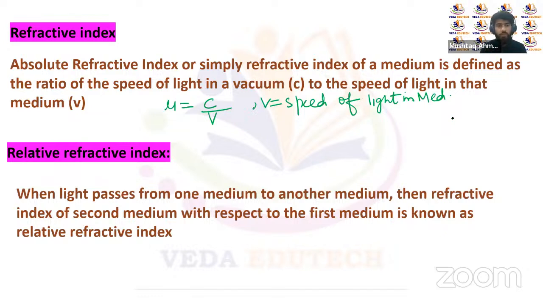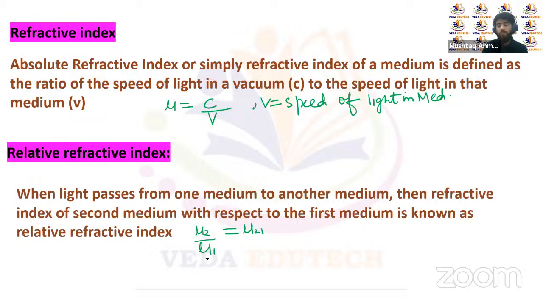Then we have the relative refractive index. The relative refractive index is the comparison between the refractive indices of two different mediums, where both mediums are different, not the vacuum. So when light passes from one medium to another medium, the refractive index of the second medium with respect to the first medium we call the relative refractive index. It is represented by mu2 upon mu1. If the refractive index of the second medium is mu2 and that of the first medium is mu1, we write it as mu2 upon mu1, or in short, mu21.